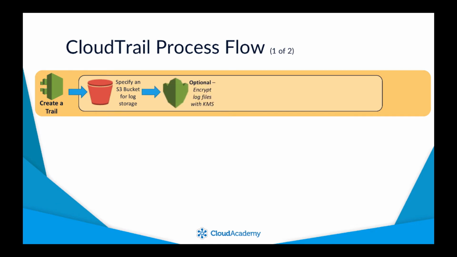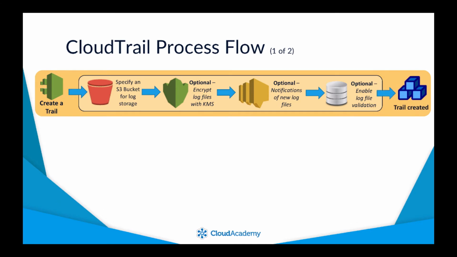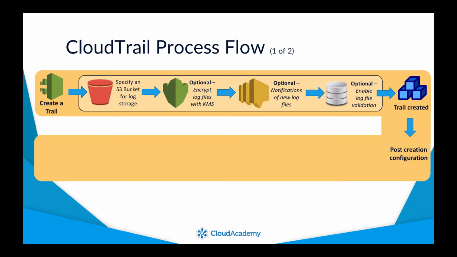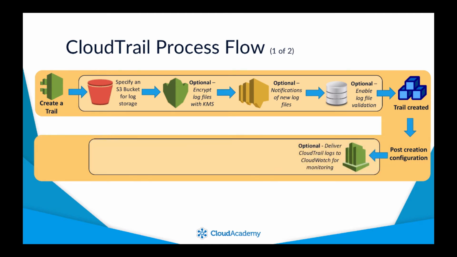You will then have an option to encrypt your log files with the Key Management Service, KMS, if required. Also, if required, you can configure the Simple Notification Service, SNS, to notify you when new log files are delivered. If you want to add another layer of security integrity, then you can enable log file validation, which will ensure your logs have not been modified or tampered with since their delivery to S3. Your trail is now ready to be turned on and created. Once it has been created, you are able to make further configurational changes that are not available during the trail creation itself.